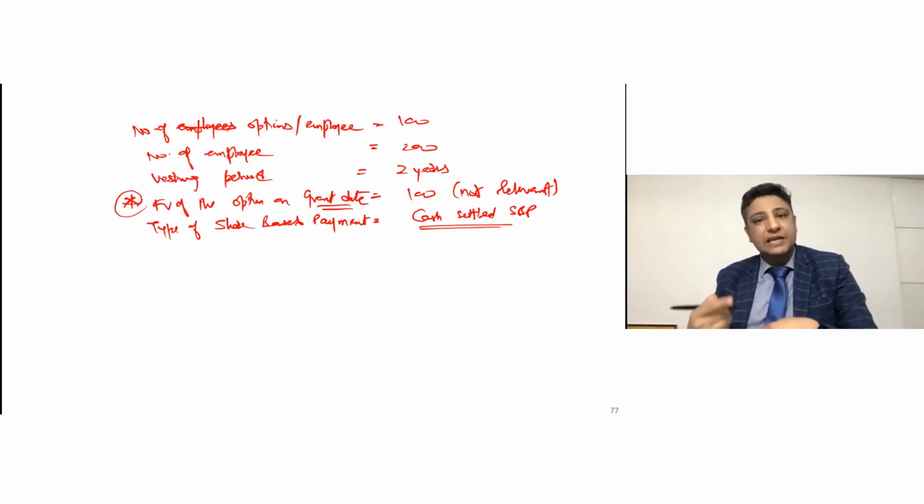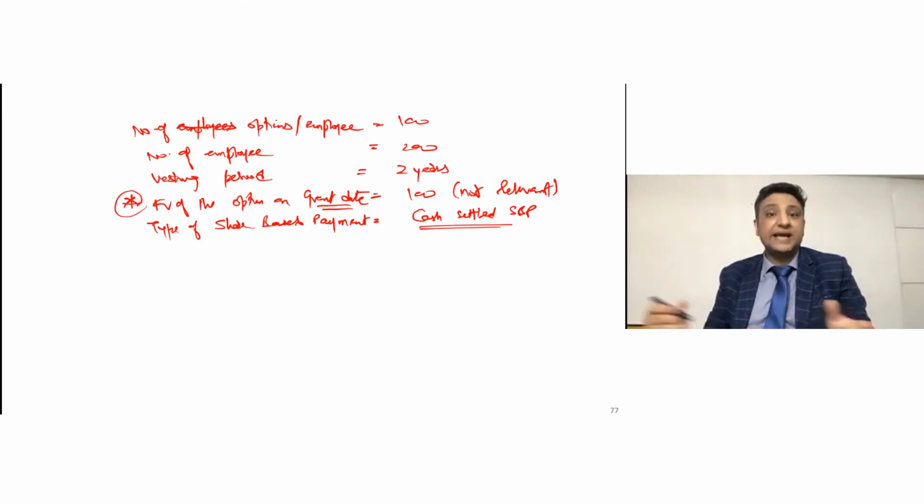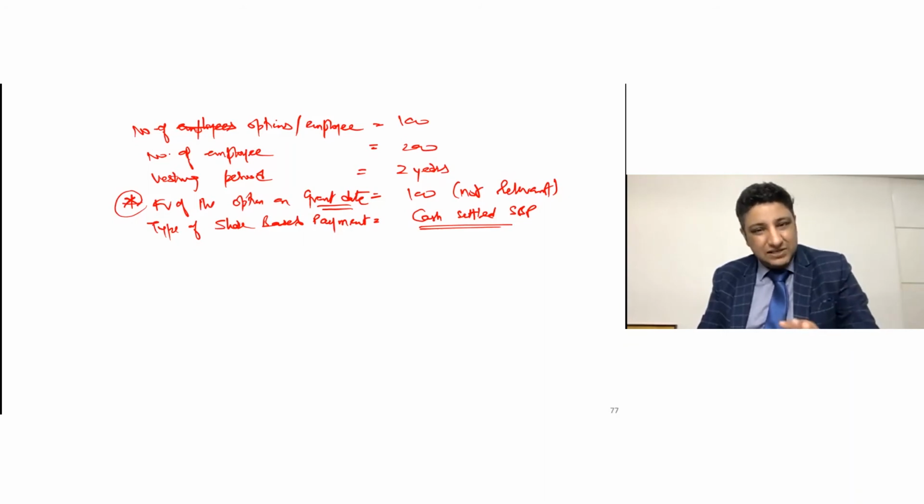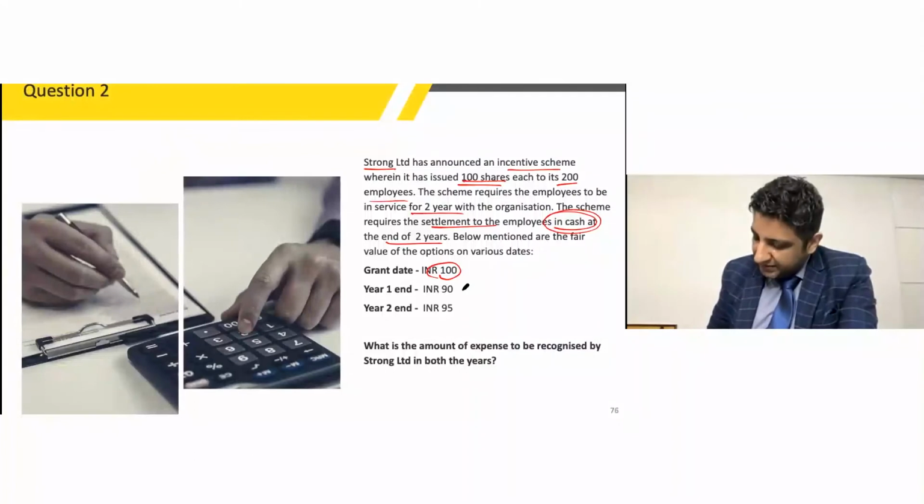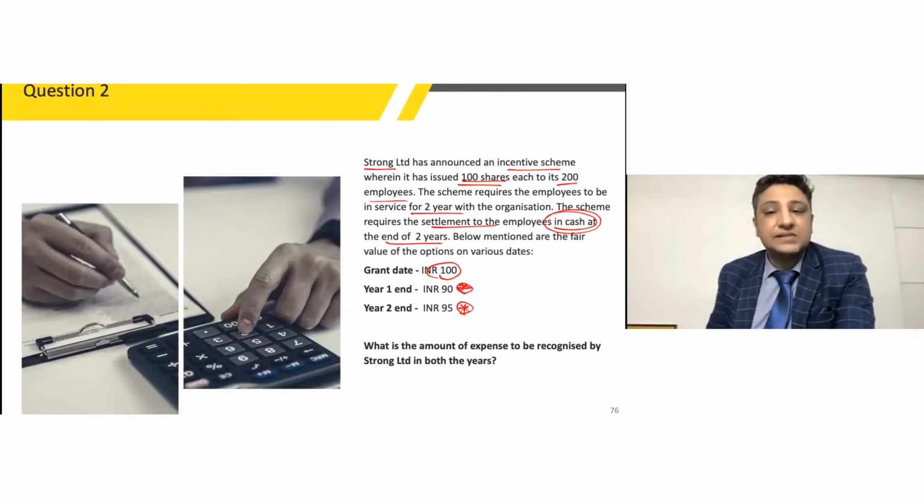We will keep on remeasuring that liability, right? Because it's a cash. So the liability has to be remeasured at the end of each reporting date, right? You want to remember that. In case of a cash settled share-based payment, the fair value of the option on the date of grant is not relevant. For calculation purposes, we need to remeasure the value of the liability at the end of each reporting date. All right. Now, if I were to use that, it means that the relevant values are going to be rupees 90 and rupees 95 respectively for year 1 and year 2.